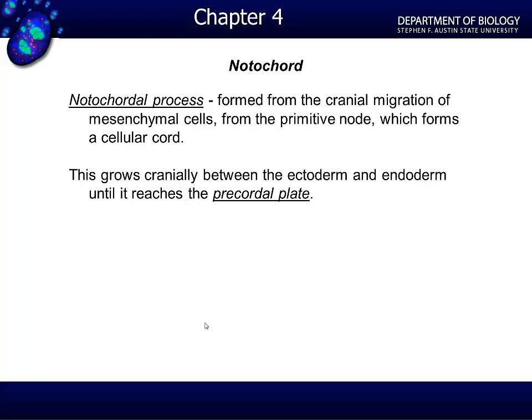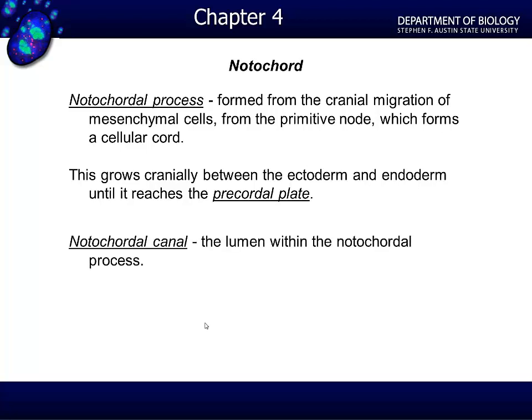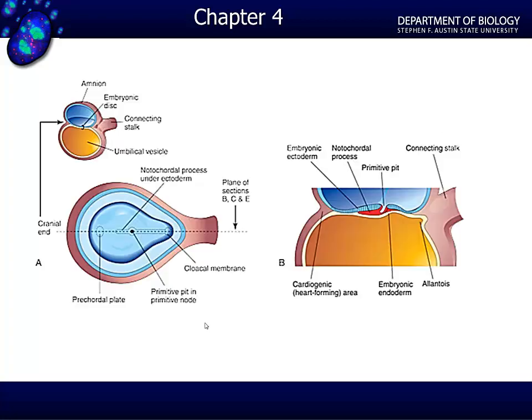Now, this is going to grow forward between the ectoderm and the endoderm in our mesodermal layer. And it's going to grow forward until it reaches the prechordal plate. Now, you may have seen this in some of our earlier animations, but the prechordal plate is an area where the ectoderm and the endoderm are fused together. No mesoderm can get between. And this is going to be the future formation. This is going to be the location of our mouth, or our stomadeum, in the anterior end of the embryo.